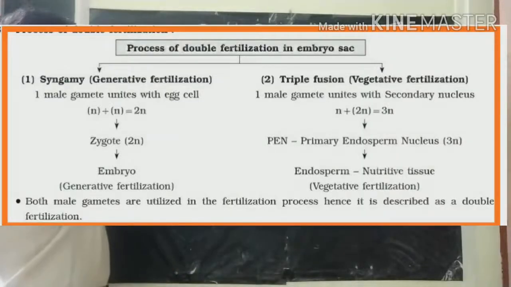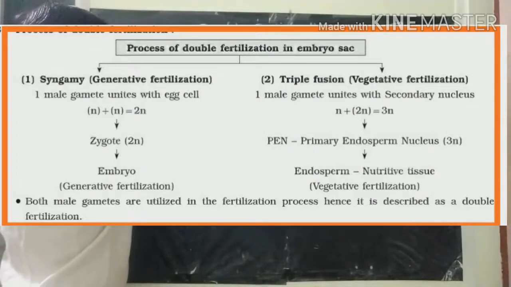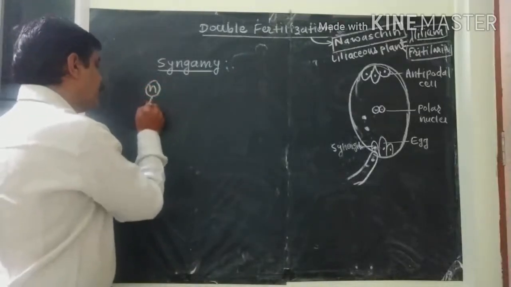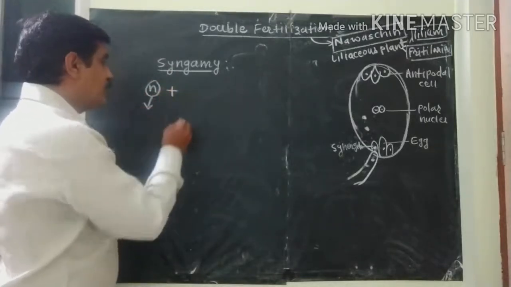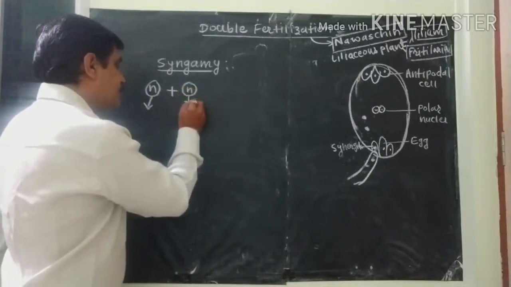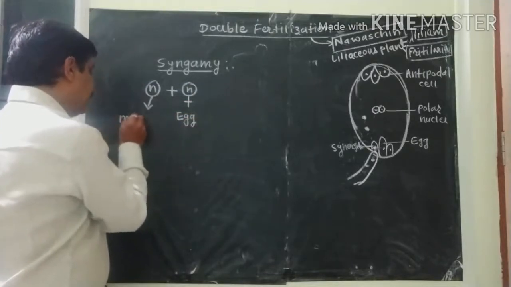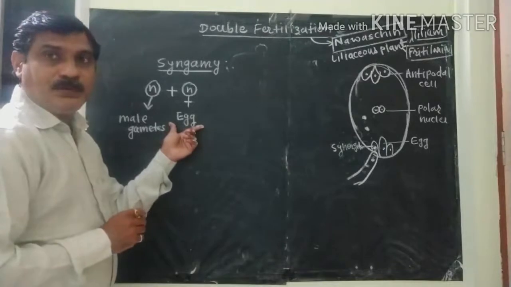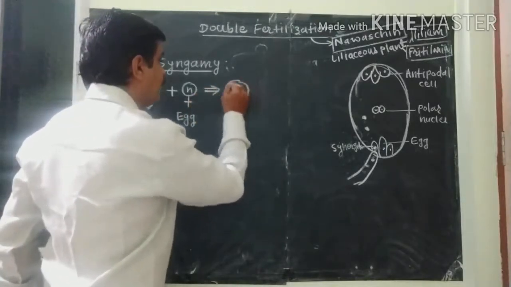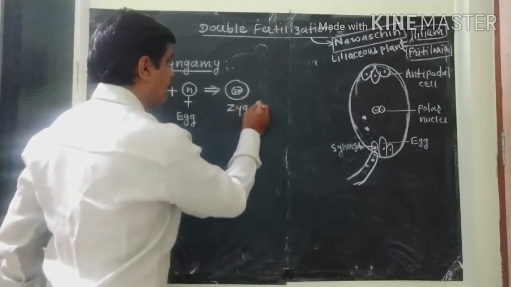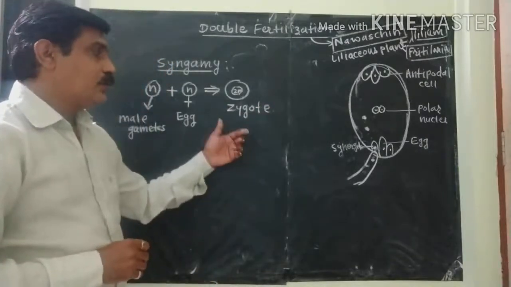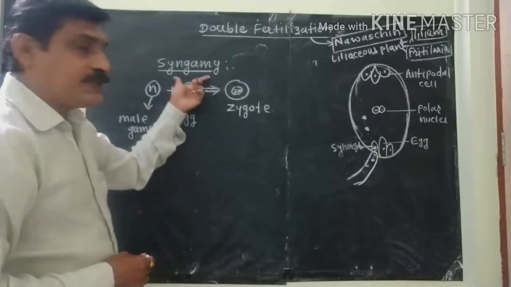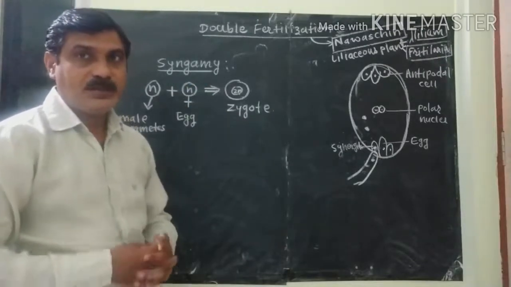What is syngamy? Syngamy is the first fertilization, where the haploid male gamete fuses with the haploid female gamete, that is the egg, and forms the diploid zygote. This diploid zygote, after fertilization, develops into the embryo. So this is syngamy. It is also known as fertilization number 1.